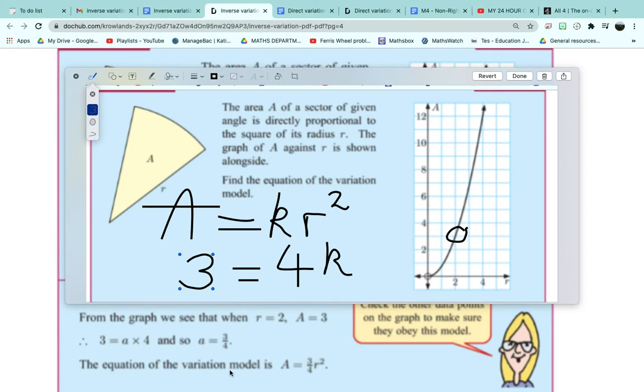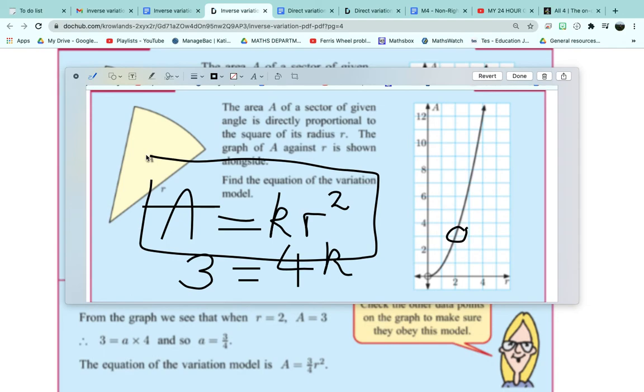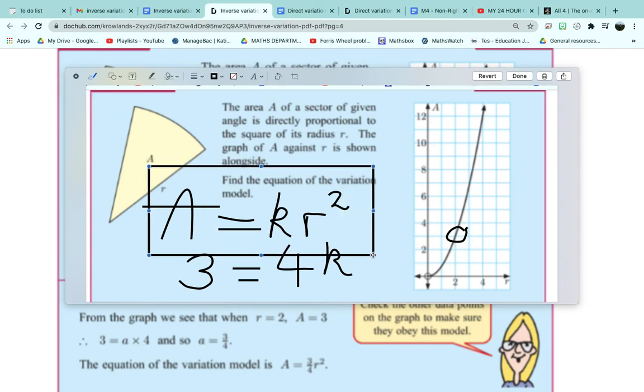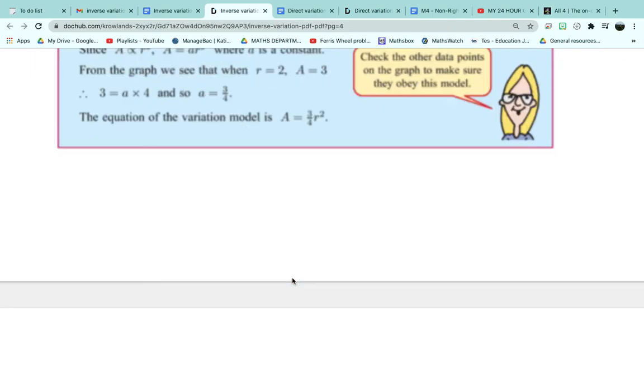So all you need to do to find the equation of the variation is substitute the 3/4, which we've done from solving this equation, back into our original equation, which is a equals k r squared. Easy peasy.